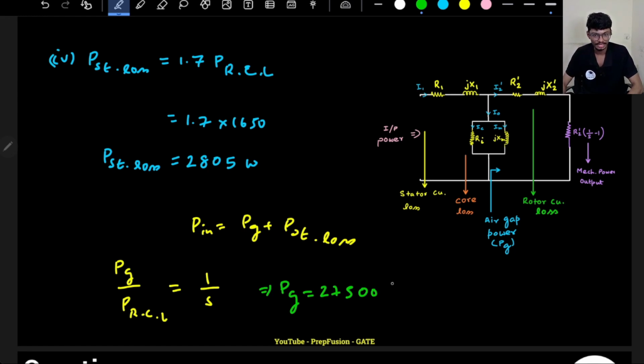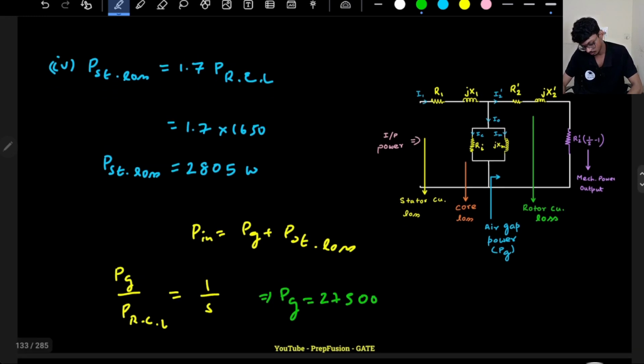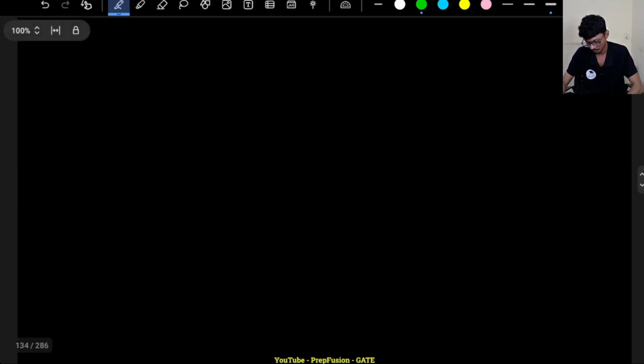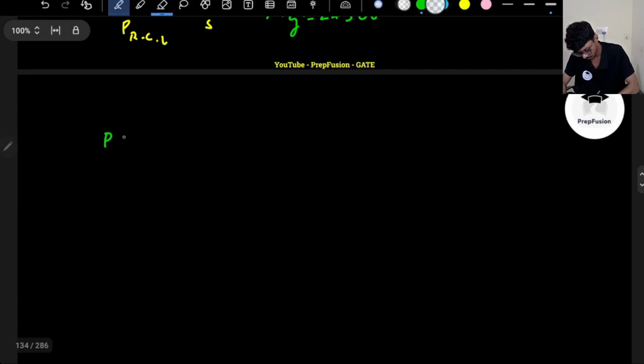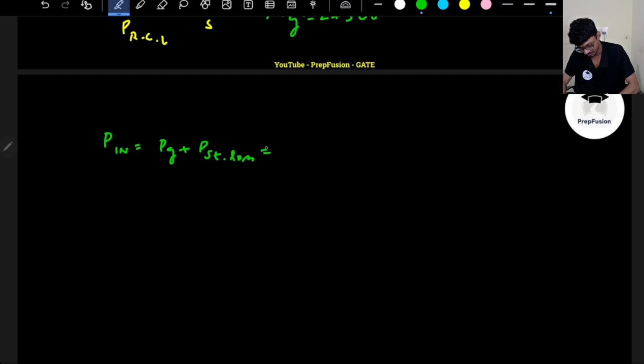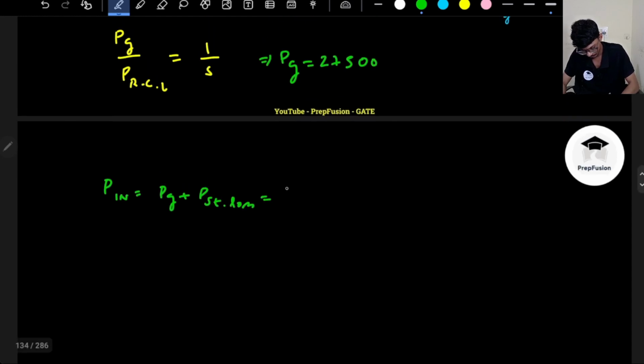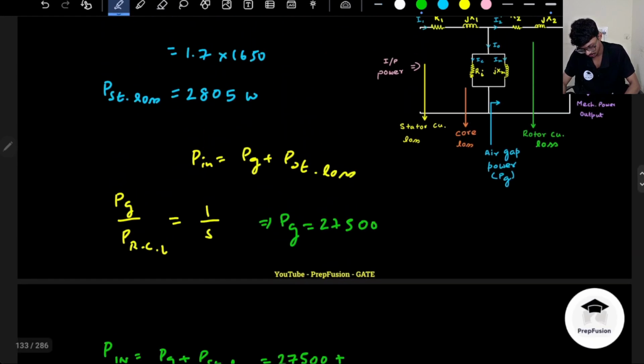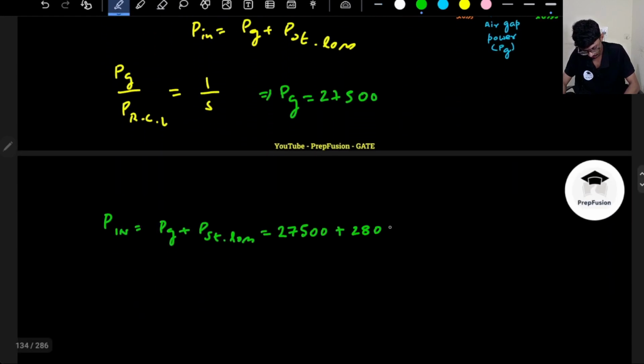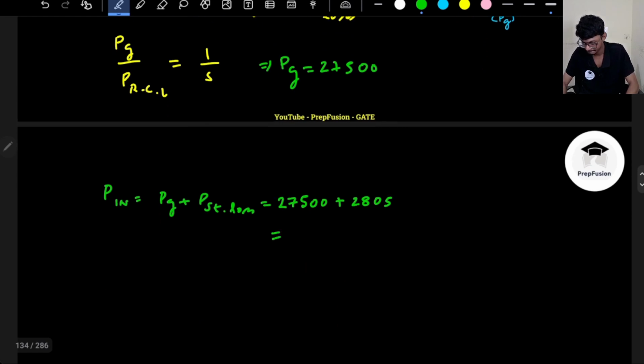Now I will just add these two values up. So what will be my overall P input, because I have to find out the efficiency, right? P input will be air gap power plus the stator losses. Air gap power is 27500 plus the stator losses, 2805. So this will be equal to 30305 watts.